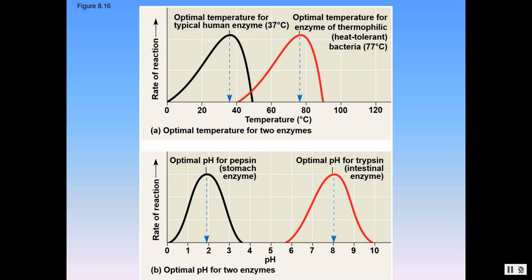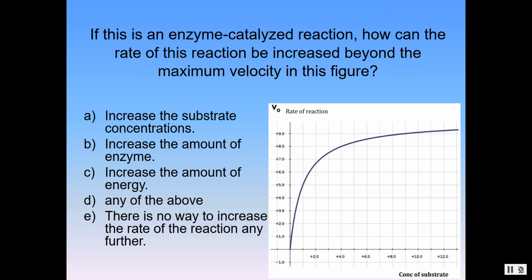So in this case, we have on the top, human enzymes work really well. Their optimal rate of reaction is highest, around 37. For heat-tolerant bacteria, right, the optimal is 77. At the bottom, pepsin, a stomach enzyme, works really well, right around pH 2. But trypsin, an intestinal enzyme, works really well at a pH of 8. So each environmental criteria affects the proteins in that environment, right? Because otherwise we can denature those proteins.